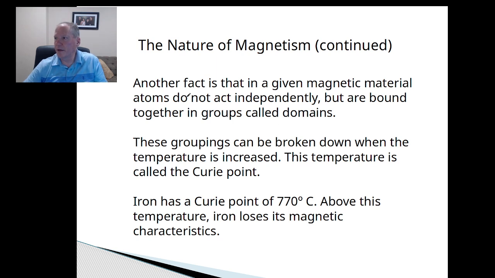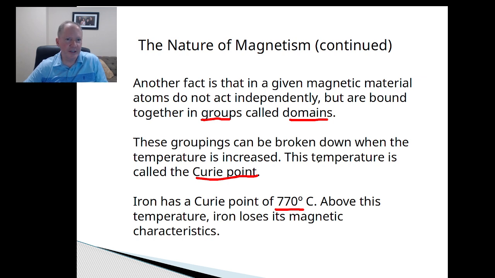Now, another fact is that in material, atoms do not act independently, but are in groups, which are called domains. And they can be broken down when the temperatures increase. So if you superheat a magnet or a magnetic material like iron, the groupings will break down, and that's known as the Curie point, 770 degrees Celsius. So above this temperature, iron loses its magnetic characteristic.